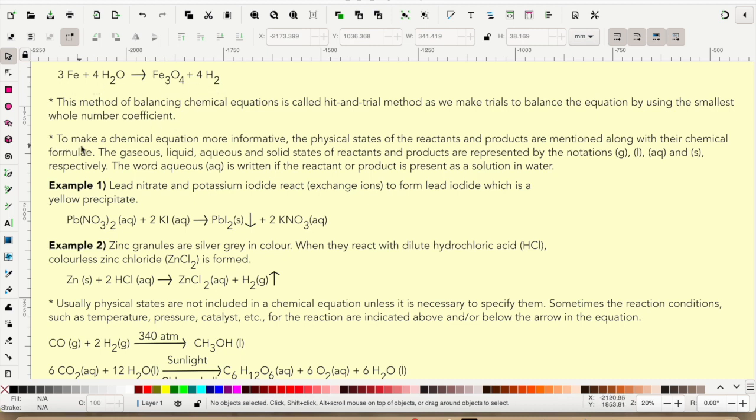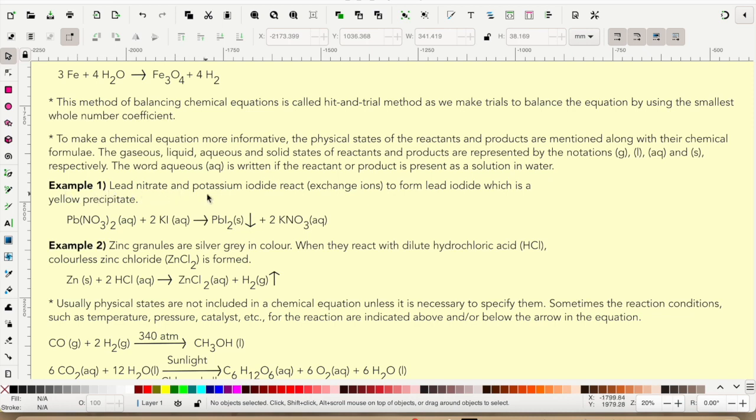To make a chemical equation more informative, the physical states of the reactants and products are mentioned along with their chemical formula. The gaseous state is represented by small g, liquid by small l, aqueous by aq, and solid state by small s. The word aqueous (aq) is written if the reactant or product is present as a solution in water. Let us see this example.